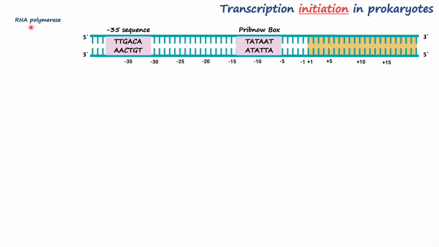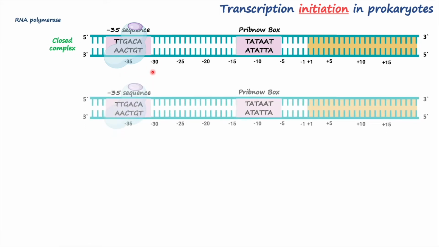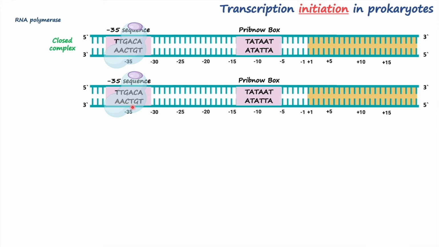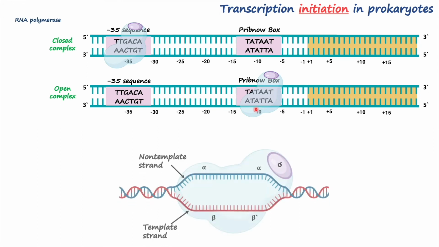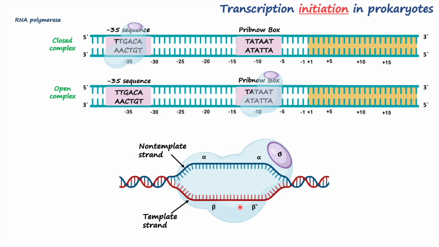To initiate the transcription process, here we have the RNA polymerase holoenzyme, which detects the negative 35 sequence on the DNA strand and creates a closed complex. Subsequently, the RNA polymerase holoenzyme moves down the DNA strand, recognizes the Pribnow box promoter region, and binds to this promoter, creating an open complex. When I say open complex, it means that it will start unwinding the two DNA strands by melting the hydrogen bonds between thymine and adenine, resulting in this open complex.